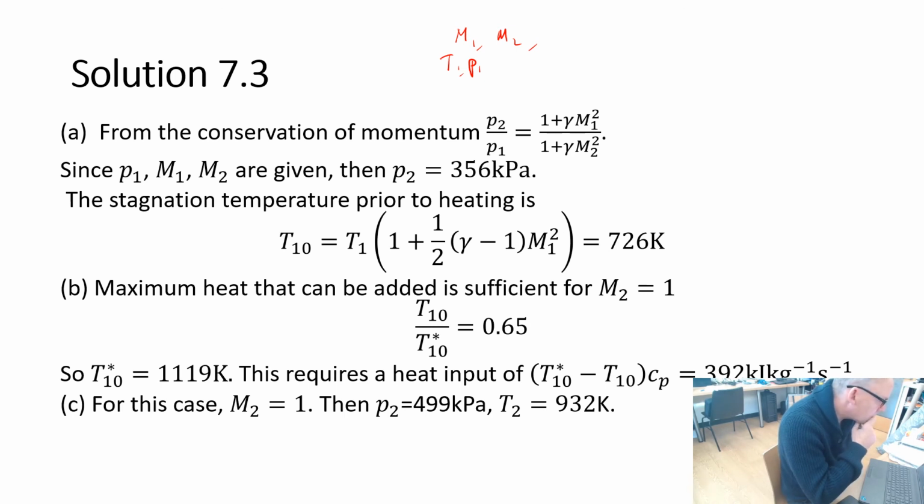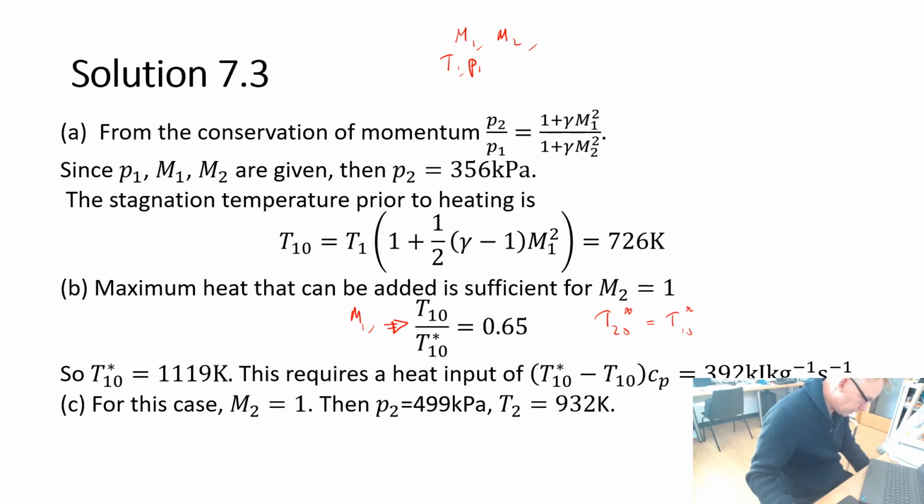Now, if we know the initial Mach number, M1 given, then we can determine, by the graph or by substitution, what T1 naught over T1 naught star is. Now, if we add heat, then what we find is that T2 naught star and T1 naught star are the same. It's a conserved quantity in Rayleigh flows. And so, since we know what T1 naught is, the stagnation temperature prior to injection of heat, we can determine what the critical stagnation temperature is.